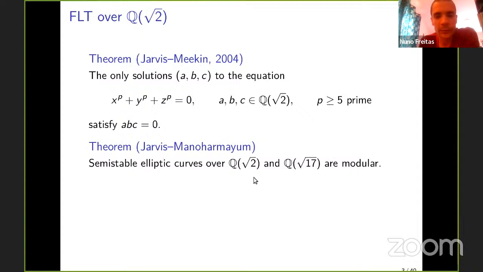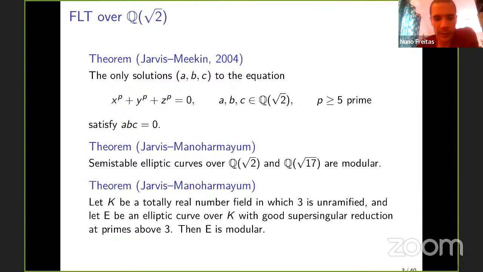And again, this kind of results were motivated by the Fermat equation, in this case over the field Q(√2). And this is also a theorem due to Jarvis and Meekin. They proved that basically Fermat's last theorem also holds over this field. In this case, now we take the exponent p to be at least 5. And around the same time, Jarvis and Meekin proved this theorem.